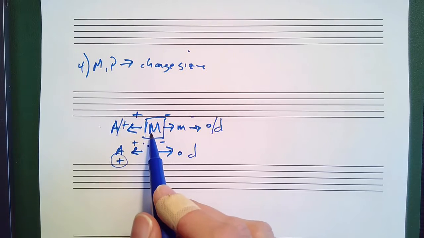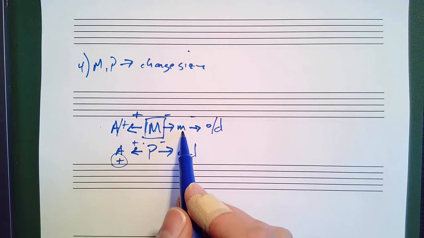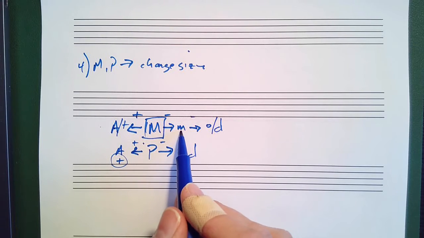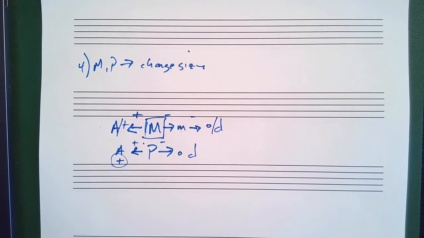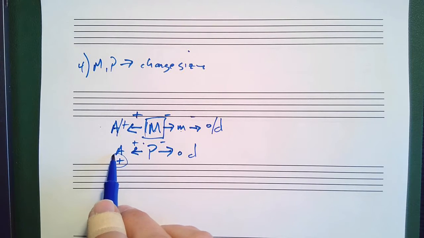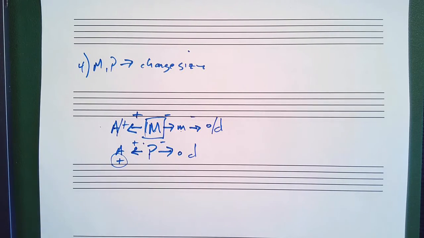Okay, so major and minor are a pair, and a half step larger than major is augmented, a half step smaller than minor is diminished. And from perfect, if you go larger, it's augmented, and if you go smaller, it's diminished.